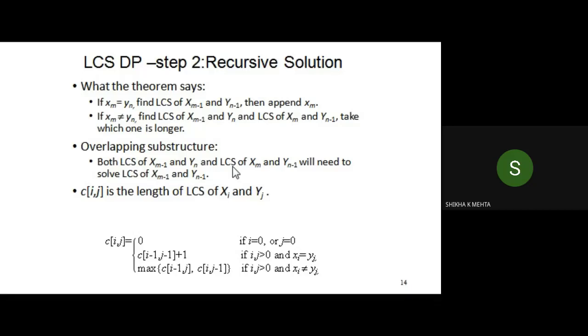If xi is not equal to yj, that means the corresponding characters in both the sequences are not the same, then we take the maximum of the row value and the column value. In one case we have decreased the row, and in the second case we have decreased the column. We compare them, and whichever value is maximum, we fill that value in Cij.